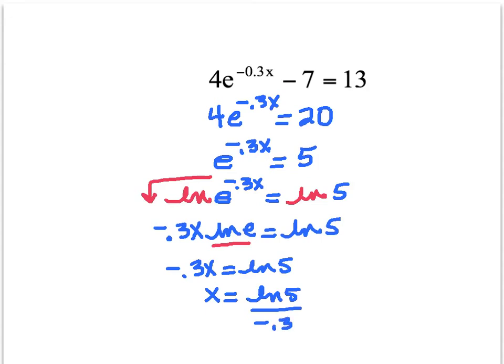When I put this into my calculator, the natural log of 5 divided by negative 0.3 is approximately, using 3 decimal places of accuracy, negative 5.365.